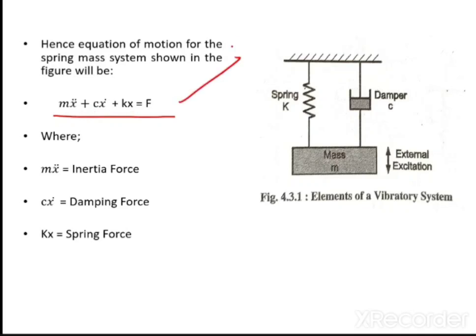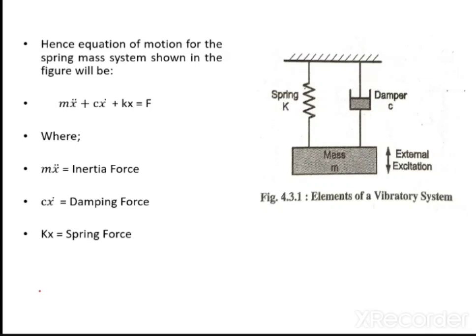So this is for a linear system. For a torsional system it will remain the same, but the parameters will change. Now guys, tell me, have you understood this? So if anybody asks you what is the basic equation of motion for a simple vibratory system having m, c, k as parameters, you will say m x double dot plus c x dot plus k x is equal to F. Is it clear?